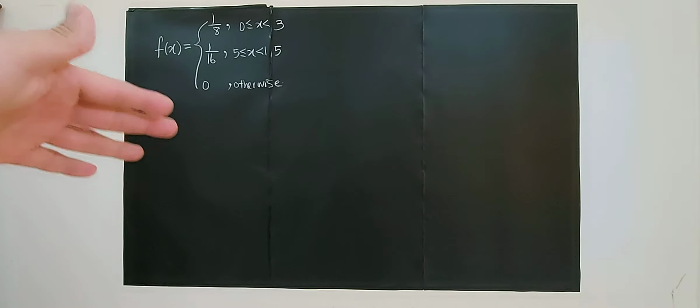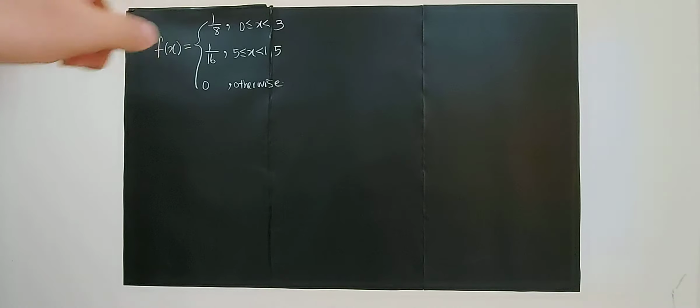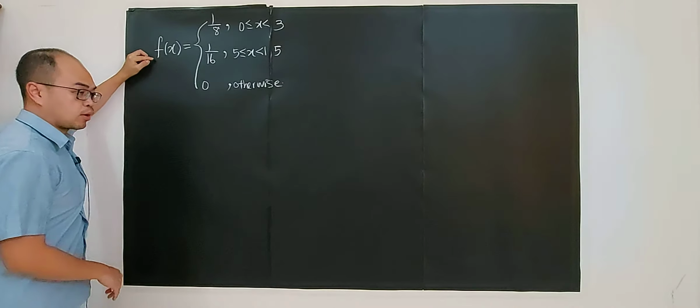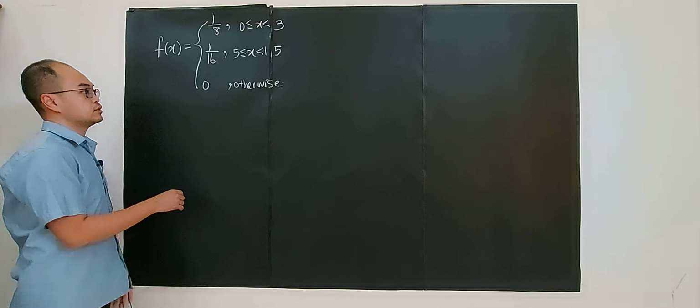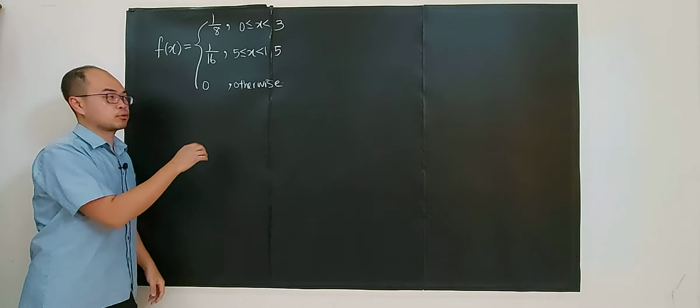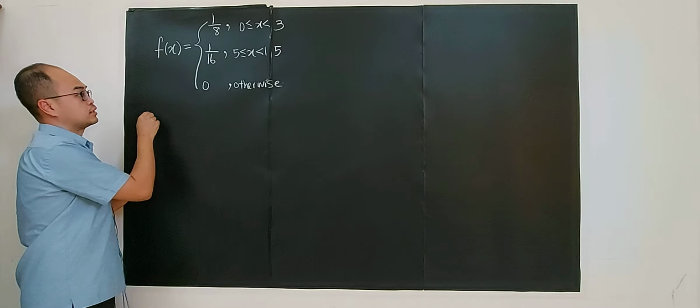Alright, in this video, I'm going to teach you the concepts of finding the cumulative distribution function for a continuous random variable with this probability density function. Look at this function here. This is a PDF, a probability density function. If you want to find the cumulative distribution function, I will show you the step-by-step approach.